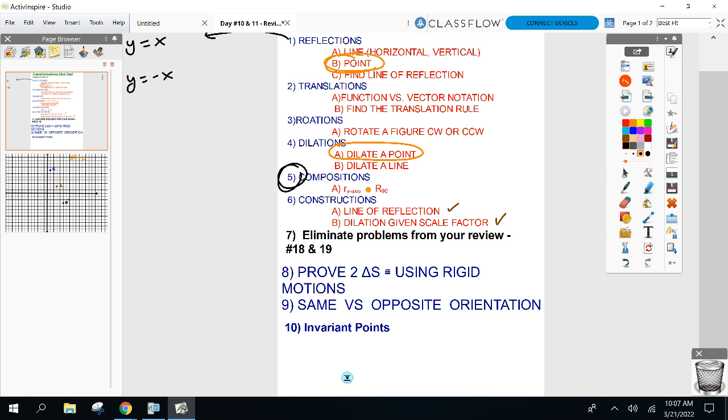If the center of dilation's on the line, does the line change? No, it remains the same line. If the point's not on, they stay parallel.